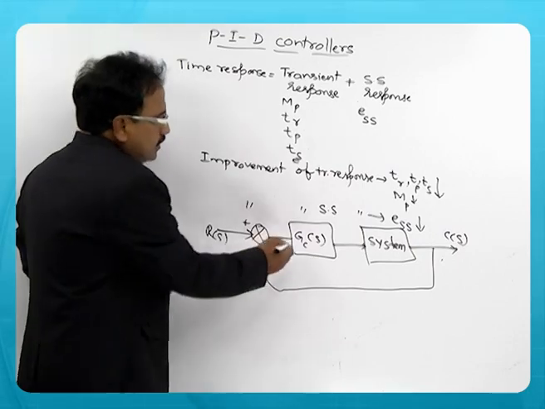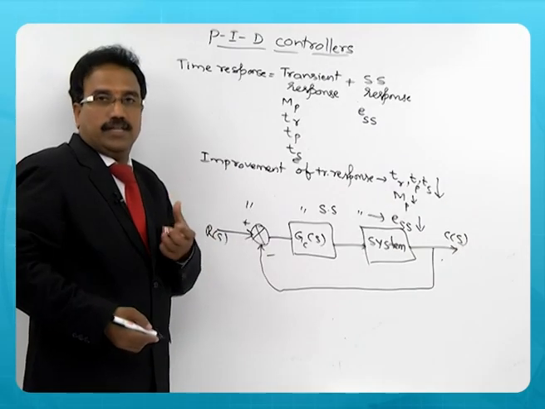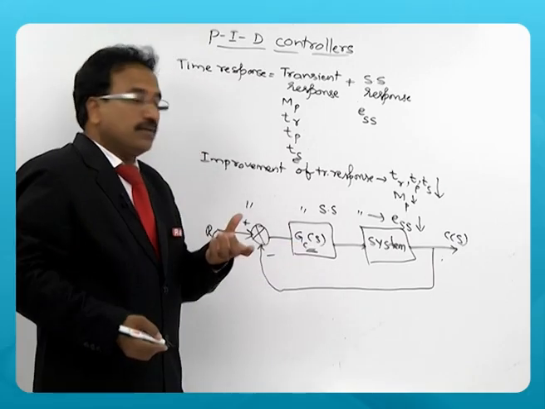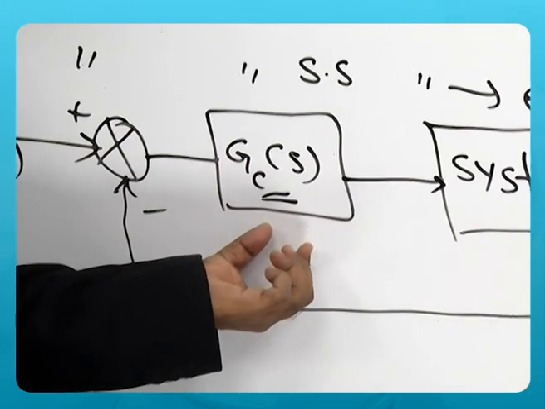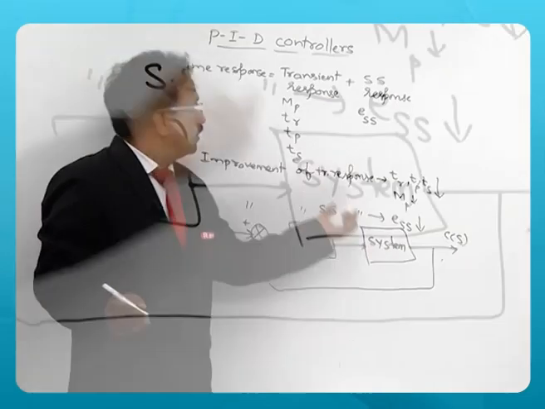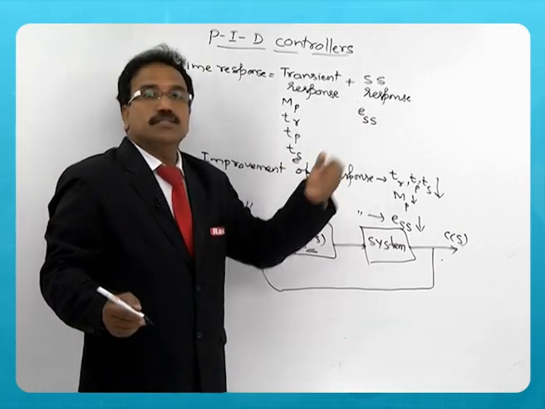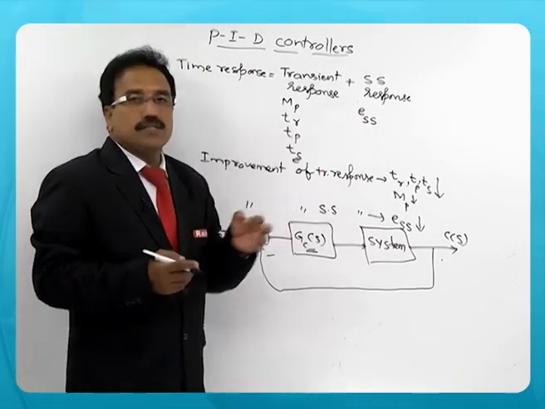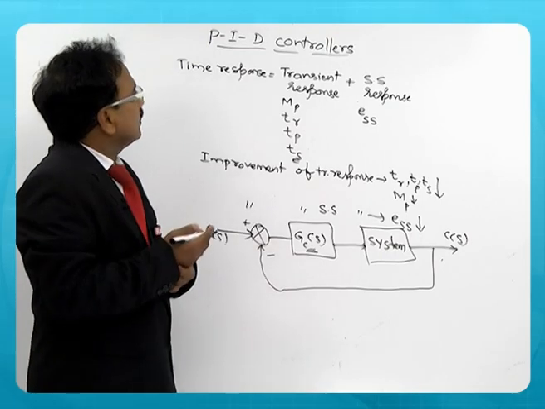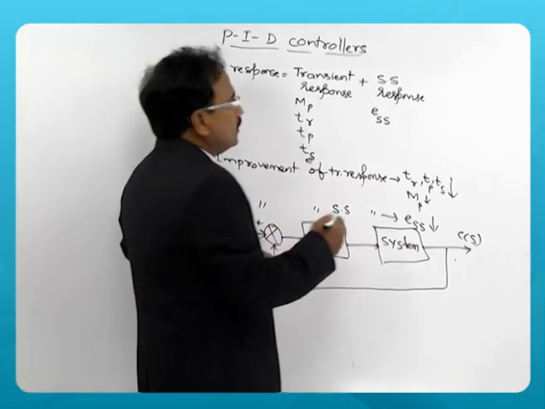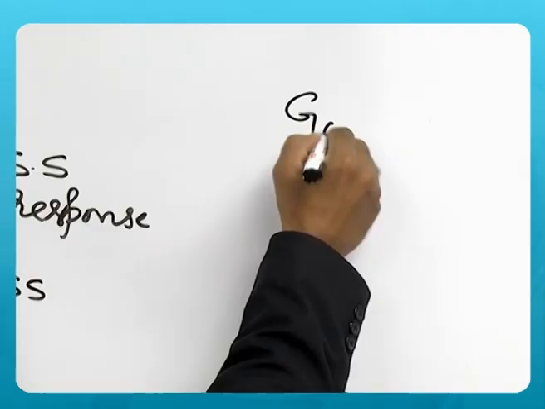So this Gc(s) is a controller here. That controller is to improve the performance of the original system, which has got all these performance indicators. So, depending on the requirement, we need to minimize or improve the transient response as well as steady state response. So, Gc(s) is the controller.